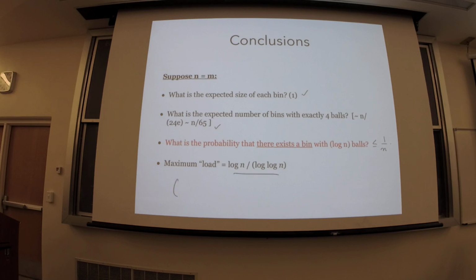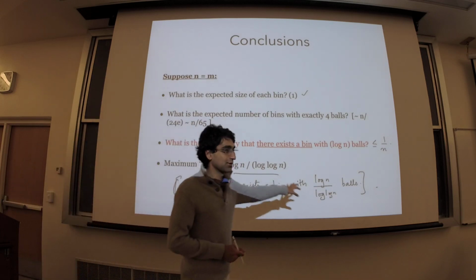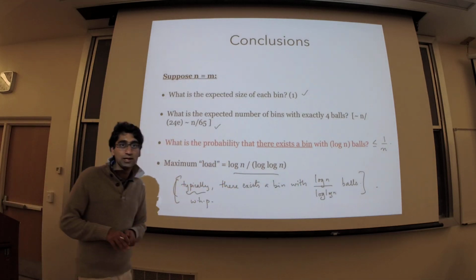It turns out that typically there exists a bin with that many balls, and by typically I just mean with high probability, with probability at least like 3/4 or something like that. You will always find one bin that has lots of balls.